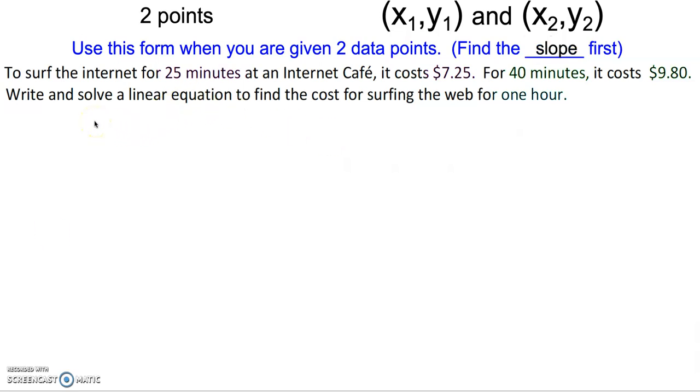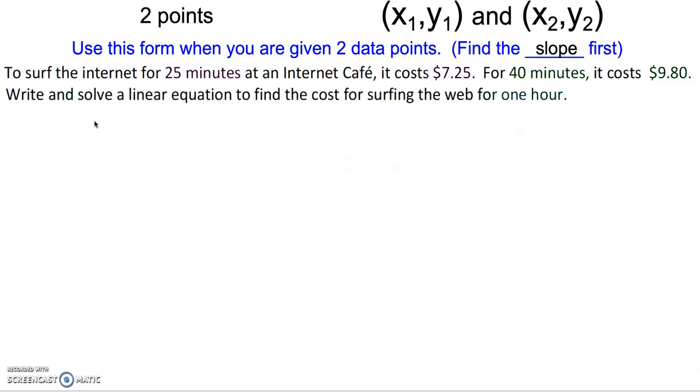So as we read through this example, to surf the internet for 25 minutes at an internet cafe, it costs $7.25. For 40 minutes, it costs $9.80. Write and solve a linear equation to find the cost for surfing the web for 1 hour.